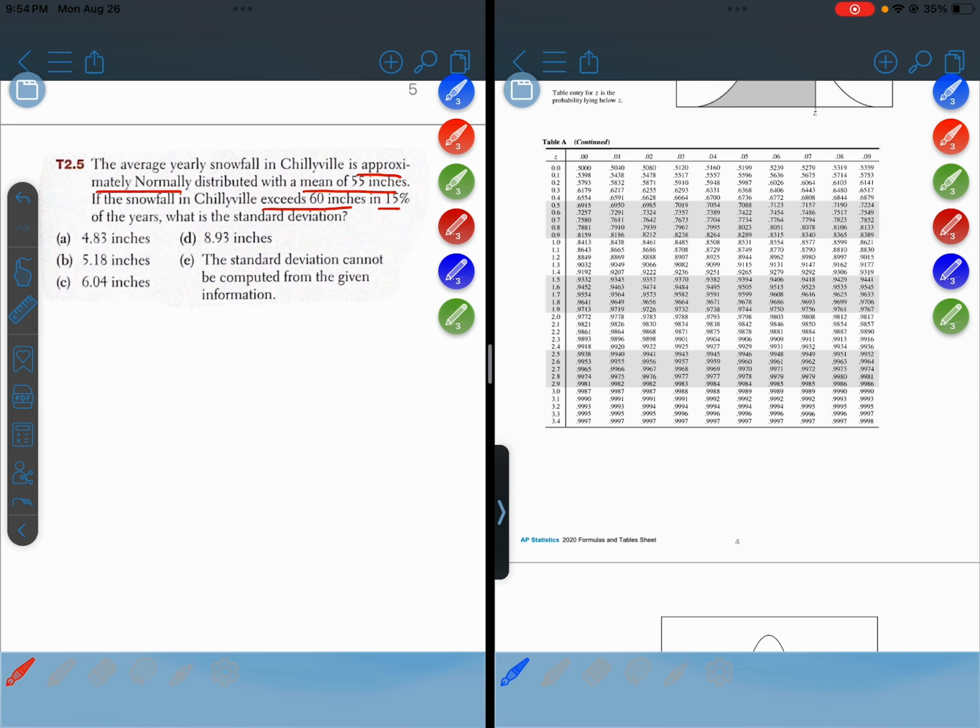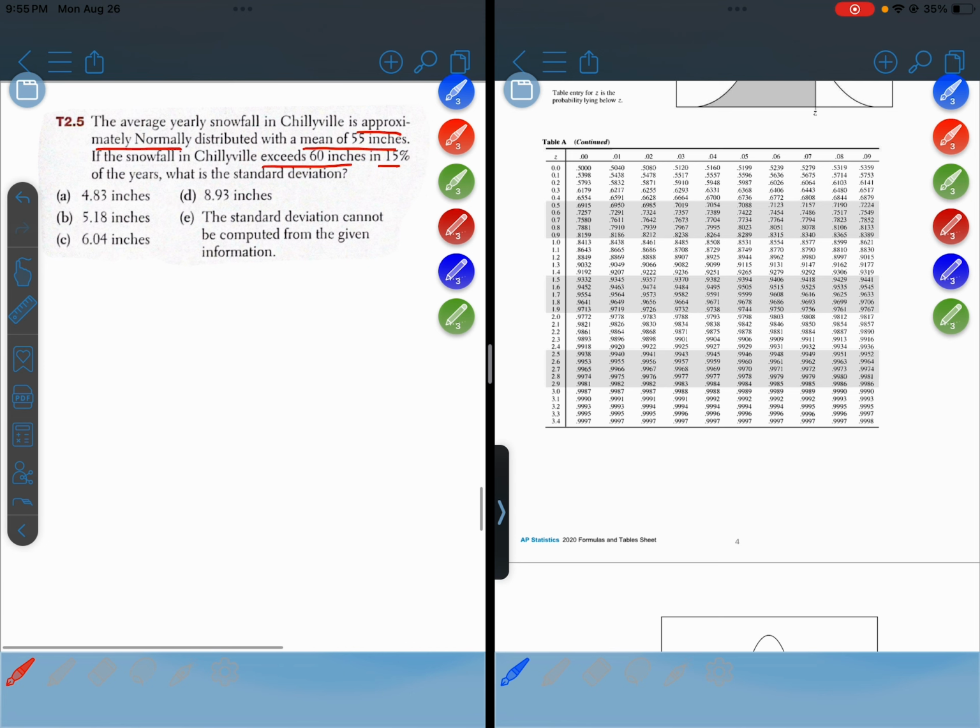All right, so this is a very challenging question that's going to require a little bit of everything. We're going to sketch a picture, set up an equation, and use a little bit of algebra. So first let's go ahead and draw our model. This is a normal distribution with mean of 55 inches, standard deviation unknown.